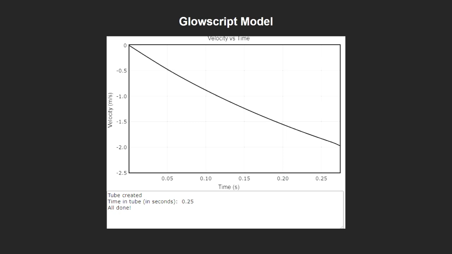Now here's the graph of the velocity over time. You see there's a slope, which means F net did not equal 0 the entire time, as the acceleration was changing, or speed was changing. And the time in the tube came out to be 0.25 seconds, which is significantly different.